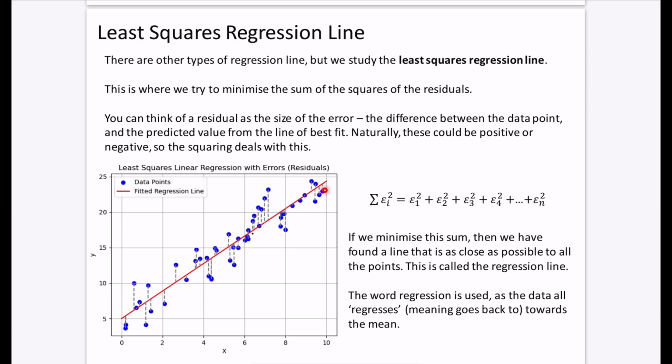And then we've got on here a fitted regression line. We have put a regression line in here. And all of these black dotted lines that we have here, they are representing the residuals.